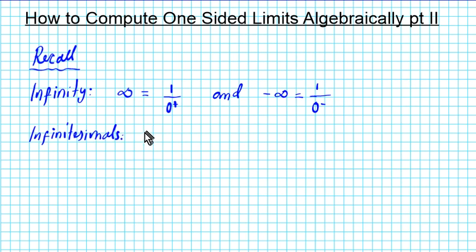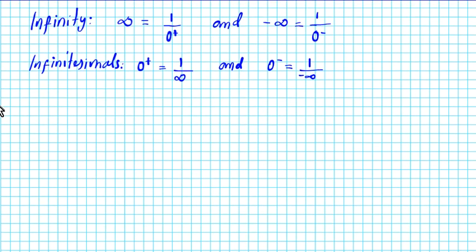So for the infinitesimals, we have 0 from the right. So you think about an extremely small positive number. If you have an extremely small positive number, you can also write that as 1 over infinity. And an extremely small negative number can be written as 1 over negative infinity, or negative 1 over infinity. They basically mean the same thing. Okay? Now let's take a look at some examples.